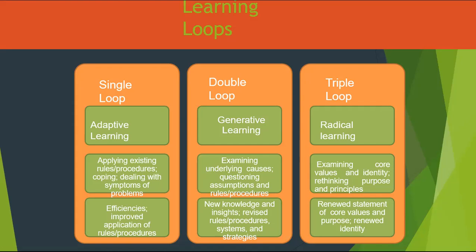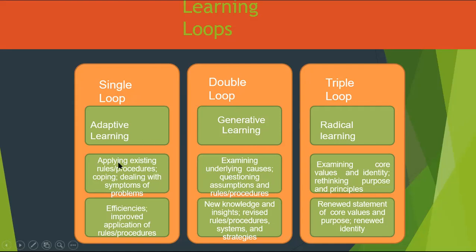The double loop is when you have plan, do, evaluate, learn, and then test and validate assumptions of the current practice. This is the major important thing: examining underlying causes, questioning assumptions and rules and procedures. This is the important core issue which differentiates a single loop from a double loop. This is the main triggering part where you can differentiate between single loop and double loop. This is the only part.